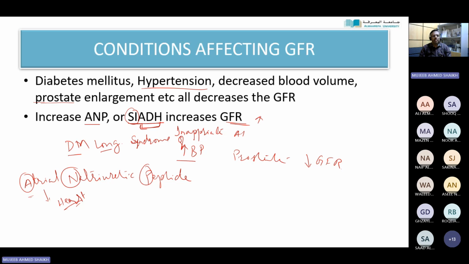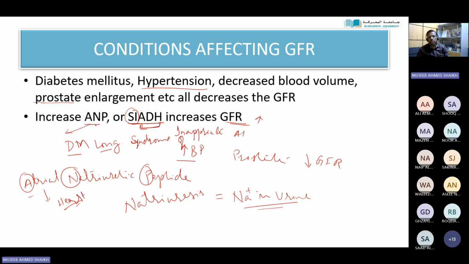The condition which increases the GFR is excessive release of ANP, atrial natriuretic peptide. What does it cause? It causes loss of sodium. Natriuresis means sodium in the urine, excessive loss of sodium in urine. This is called natriuresis. So this is causing loss of sodium in the urine.